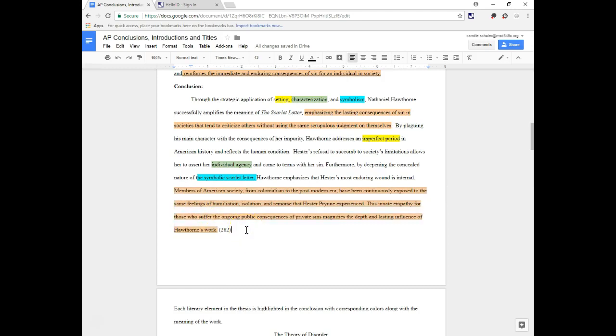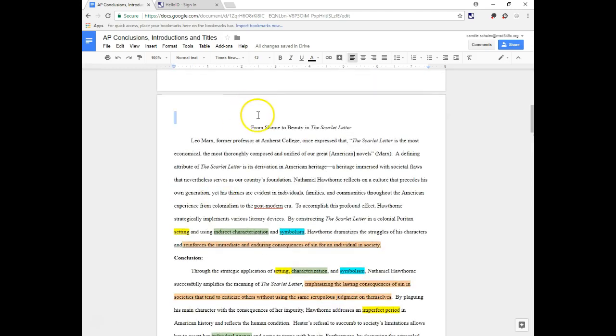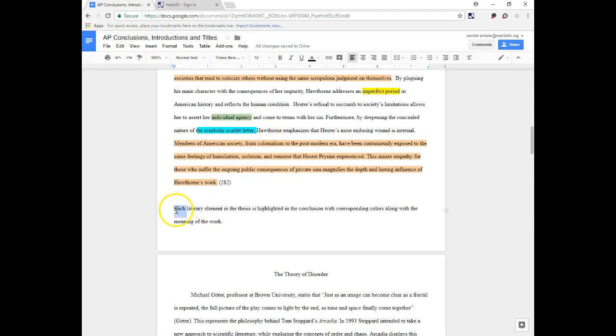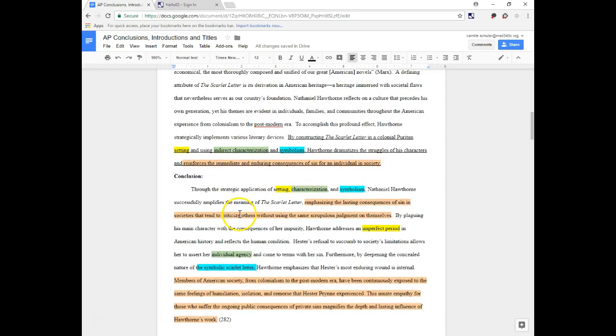Members of American society, from colonialism to the postmodern era, have been continuously exposed to the same feelings of humiliation, isolation, and remorse that Hester Prynne experienced. This innate empathy for those who suffer the ongoing public consequences of private sins magnifies the depth and lasting influence of Hawthorne's work. So you have a really nice paper there. Conclusion. Each literary element in the thesis is highlighted in the conclusion with the corresponding colors along with the meaning of the work to make it easier.